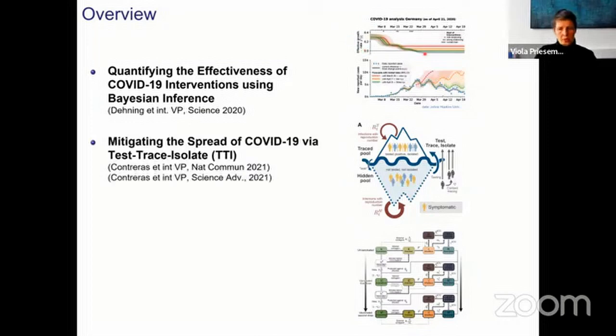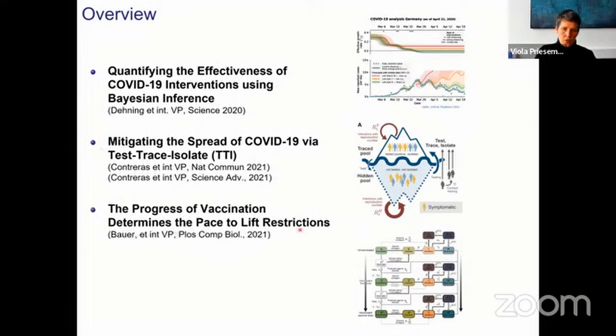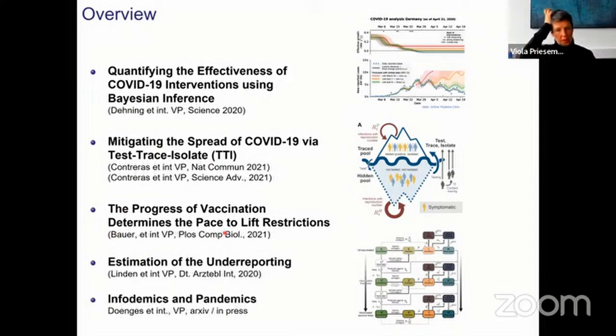We then went into the question of whether test, trace, and isolate, how well this can mitigate the spread. We looked into the progress of vaccination, and the underreporting. And one point I want to focus on here, because it's our most recent work and this also defines our future work, is the infodemic and pandemic info interaction.